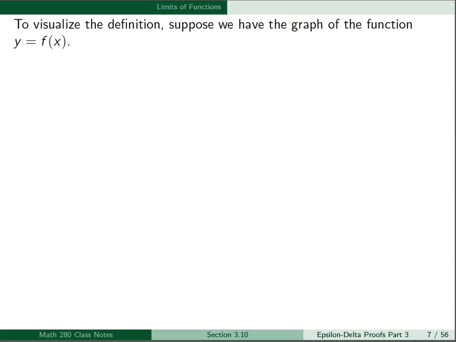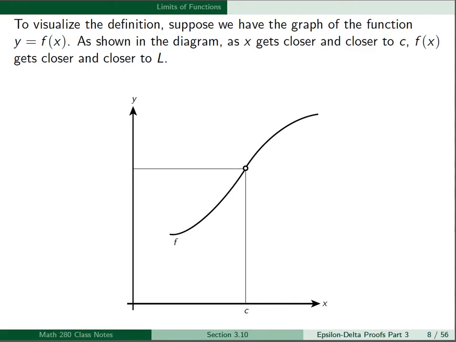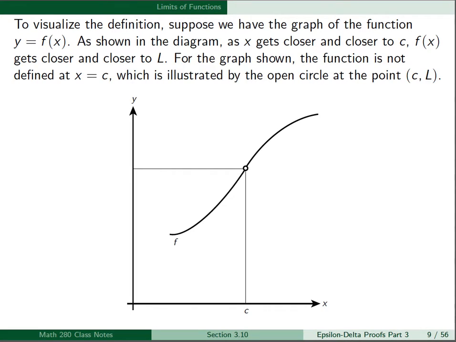To visualize the definition, suppose we have the graph of the function y equals f of x. As shown in the diagram, as x gets closer and closer to c, f of x gets closer and closer to L. For the graph shown, the function is not defined at x equals c, which is illustrated by the open circle at the point c, L.